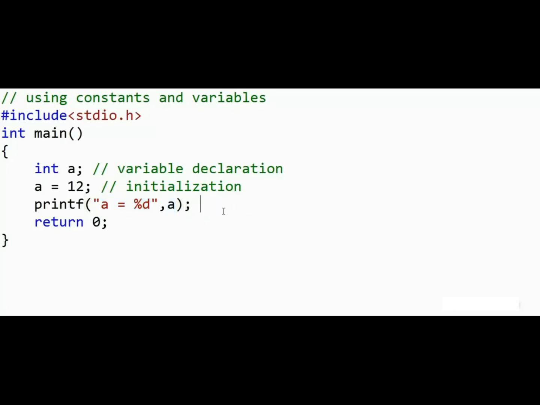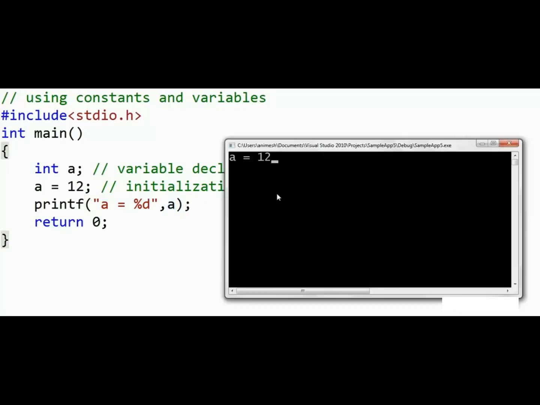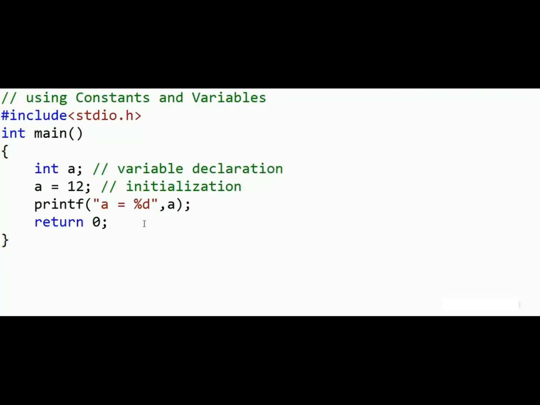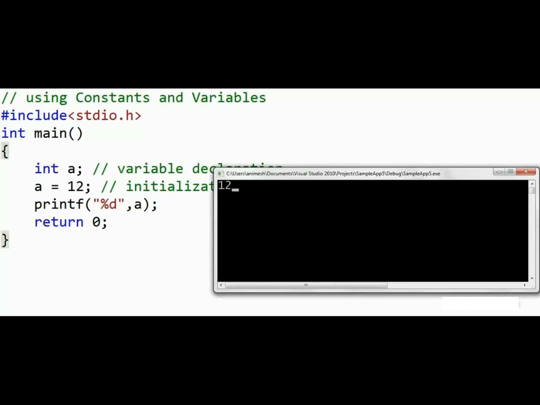Things will be clear if I run this program. Upon running the program, this is the output that I'm getting. Printf is printing the string, but it has replaced %d with the value in variable a. This is called printing a formatted string using printf. If we only want to print the value in a and nothing else, we can get rid of this part. And now we are printing only the value in a.